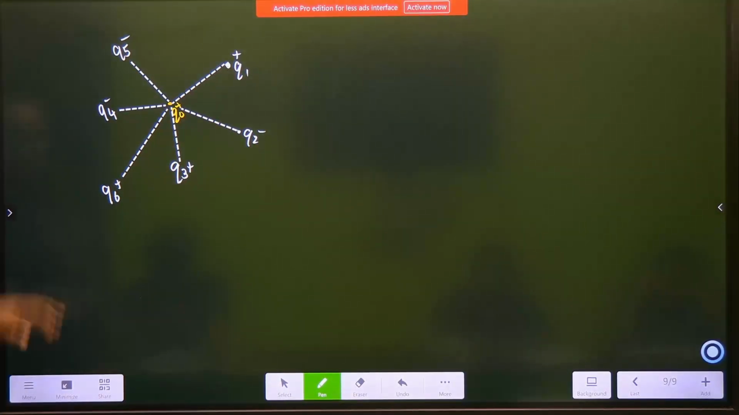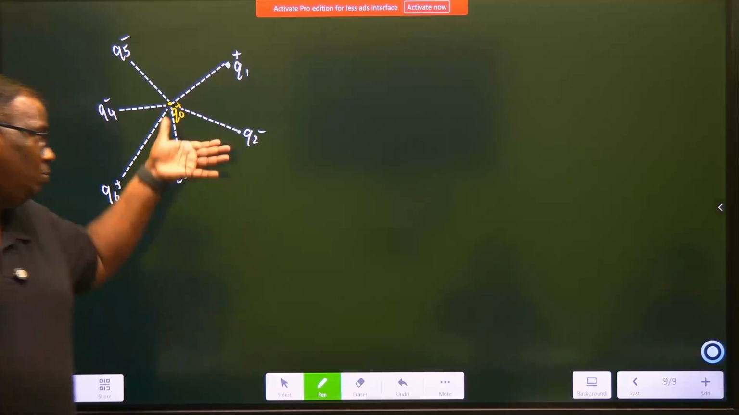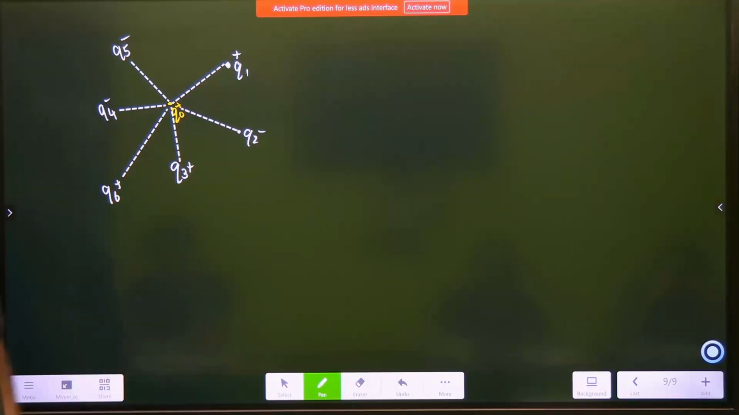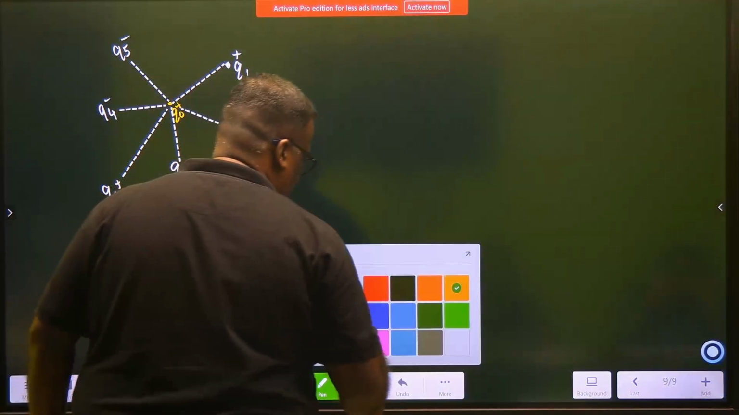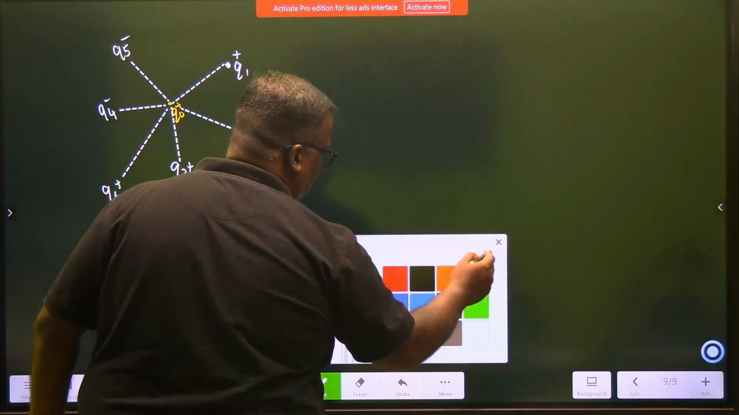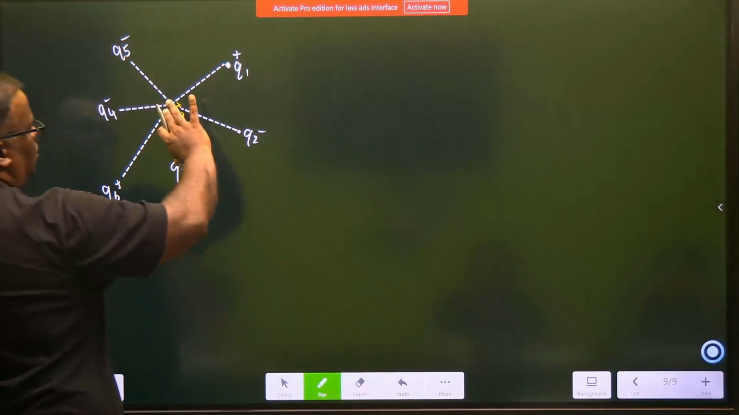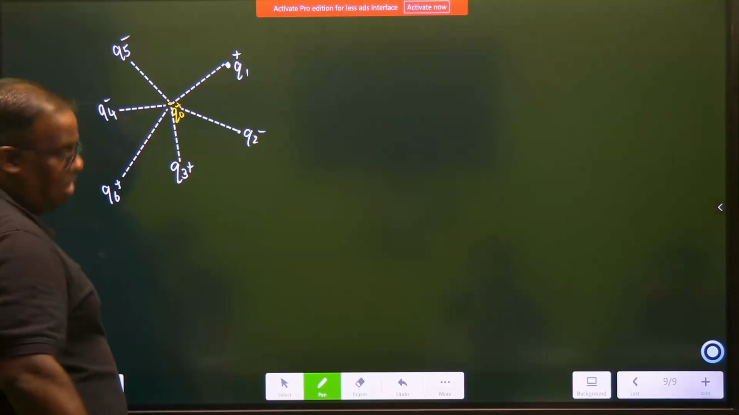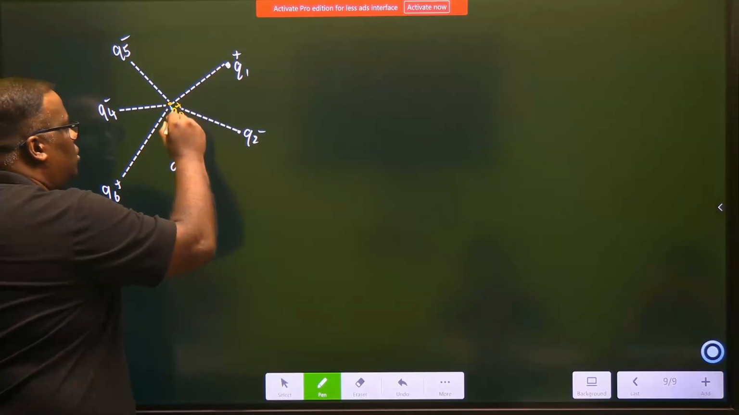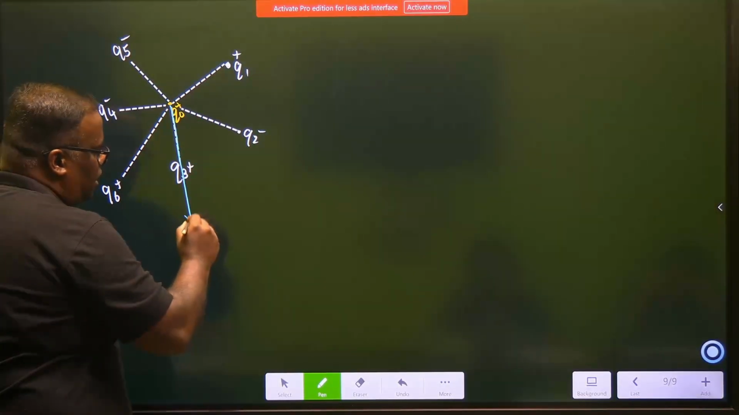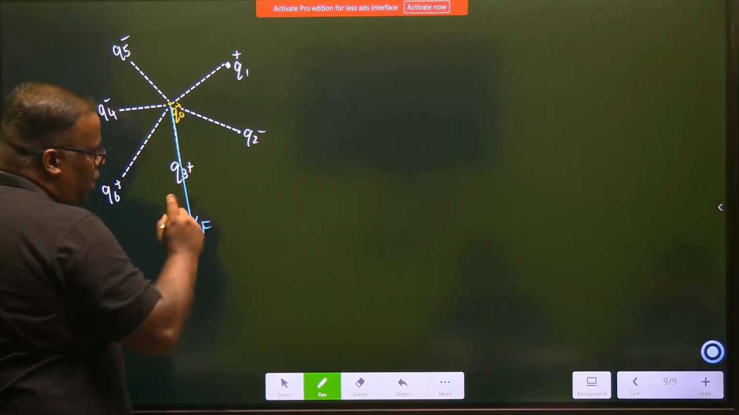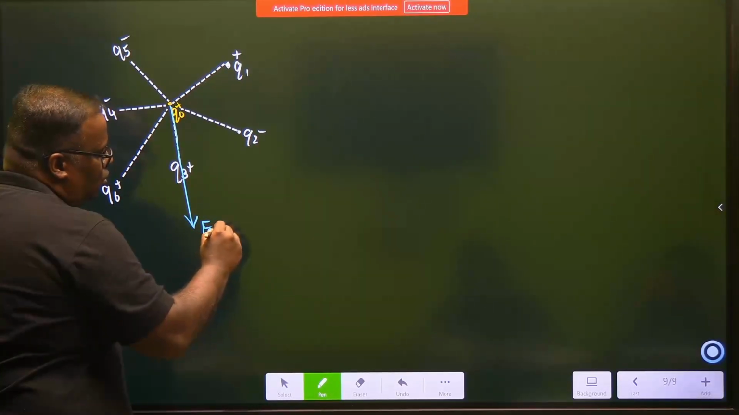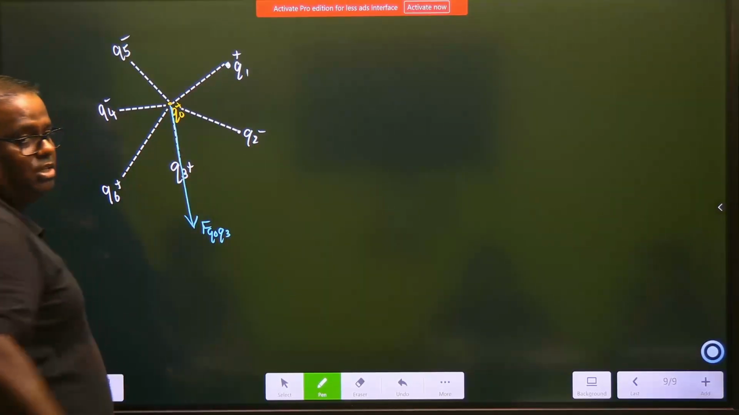So what we will do is break the system into two point charge systems individually. So let's start. I'm not using arrows, otherwise it will take a long time. Let's say between Q0 and Q3, my net force will be in this direction. This is the force on Q0 due to Q3. It is in this direction. Do you agree?